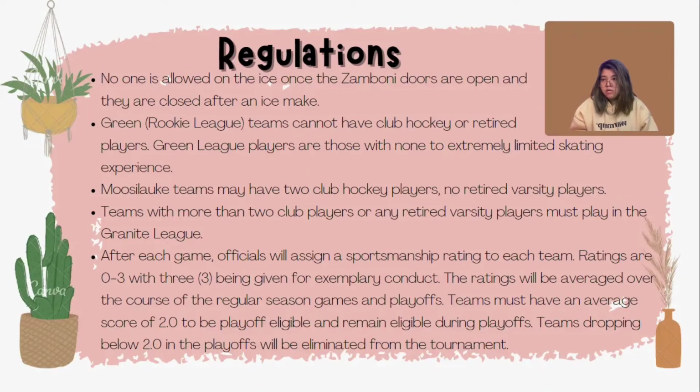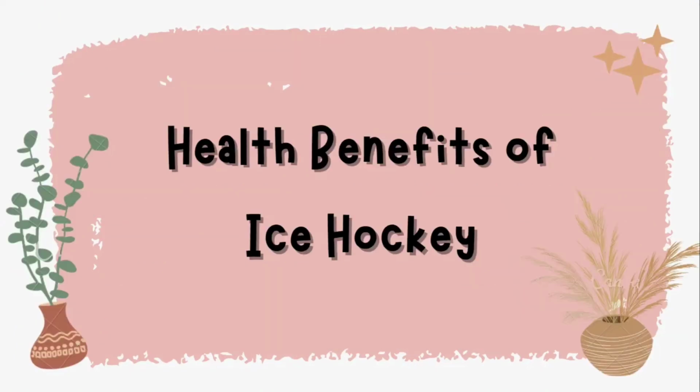After each game, officials will assign a sportsmanship rating to each team. Ratings are 0 to 3, with 3 being given for exemplary conduct. The ratings will be averaged over the course of the regular season games and playoffs. Teams must have an average score of 2 to be playoff eligible and to remain eligible during playoffs. Teams dropping below 2 in the playoffs will be eliminated from the tournament.